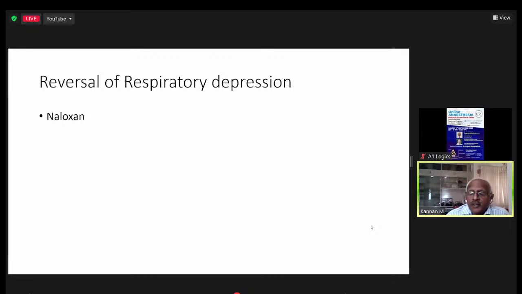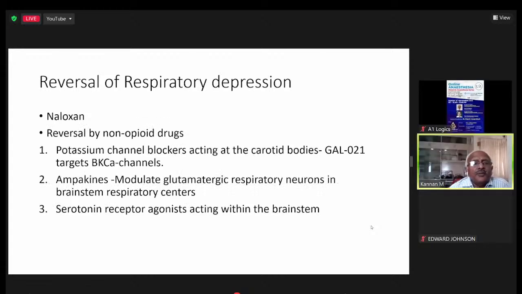And now reversal by non-opioid drugs is also being tried, especially drugs like potassium channel blockers at the carotid bodies. That is, the drug named GAL021. These are all done in experimental animals and also human volunteers. They block the potassium channels. And a group of drugs known as ampakines modulate the glutamatergic respiratory neurons in the brainstem and the respiratory centers. These are drugs that they are trying for Alzheimer's and Parkinsonism, and this also helps in reversing the respiratory depression.